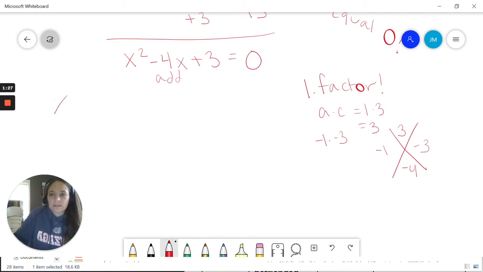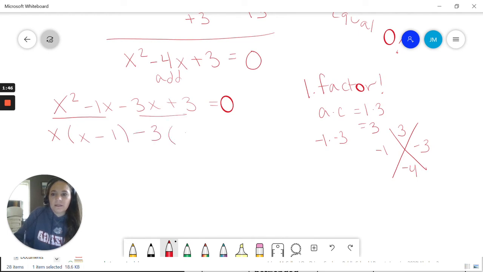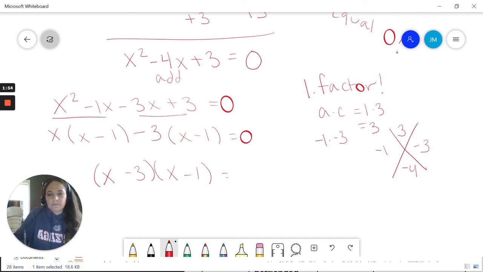Okay, so I'm going to split my middle term. x squared minus 1x minus 3x plus 3 is equal to 0. I'm going to factor by grouping. The greatest common factor here is an x, so I'm left with x minus 1. The greatest common factor in my second group is a -3, so I'm left with x minus 1. So my two factors are x minus 3 times x minus 1.